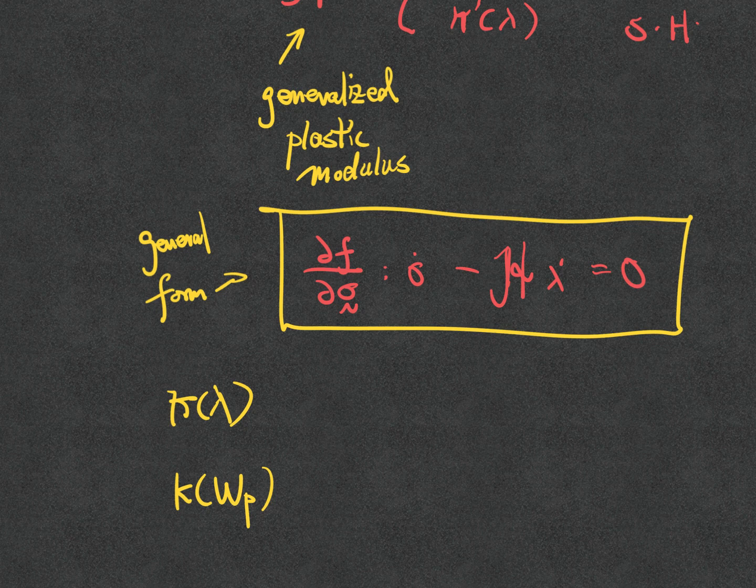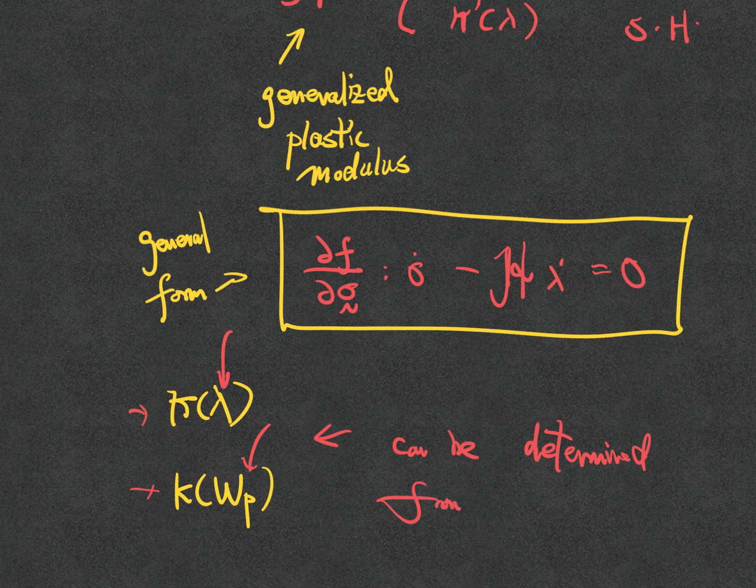Now, one thing that is very important is that this is a 1D model. Can you all see that? Lambda is a scalar, and the plastic work is a scalar. It's a scalar mapping to another scalar that tells you the governing law of the radius of the yield surface. Those can be determined from experiment.